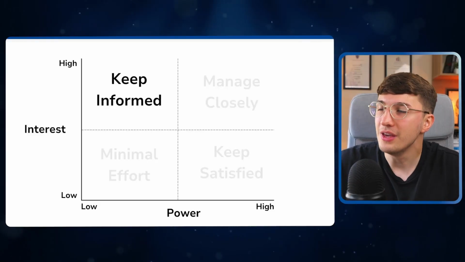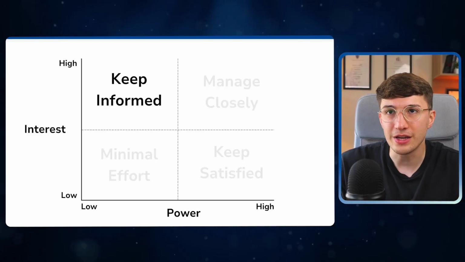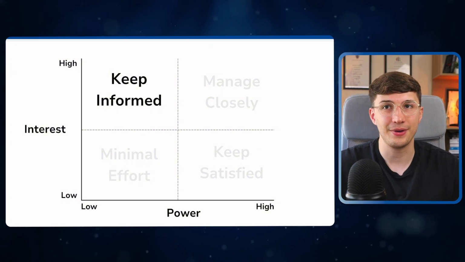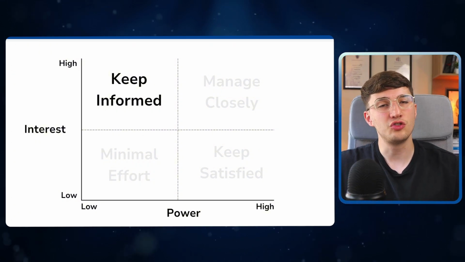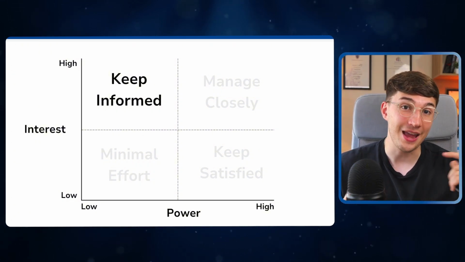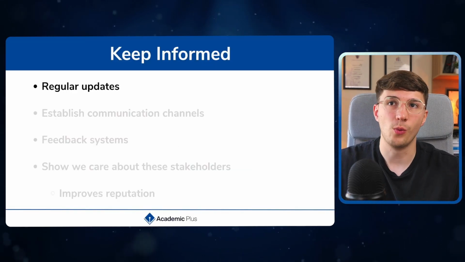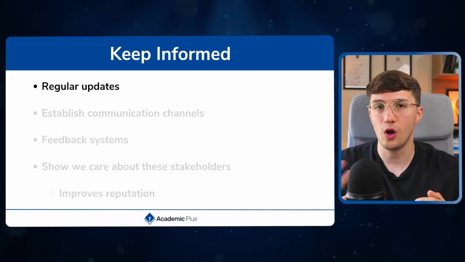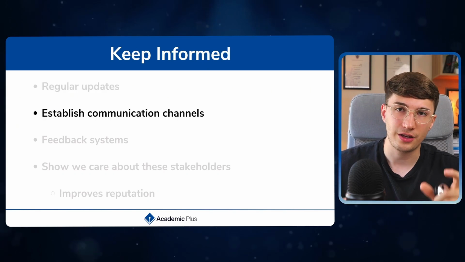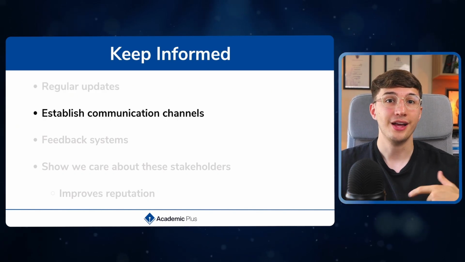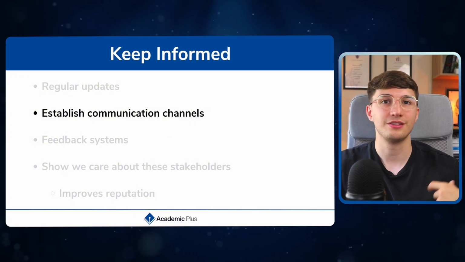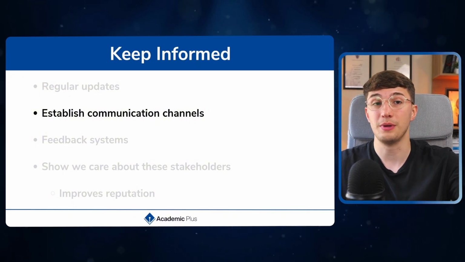Next up on the list of our stakeholder groups in our stakeholder map, we have our keep informed. These are stakeholders who are very interested in our activities and our business decisions, but they don't really have the power to influence them that much. As you can imagine, because we are keeping them informed, we do want to provide them with regular updates. Establishing that clear communication channel to tell them this is what we're doing, this is the decision that's going to be made.